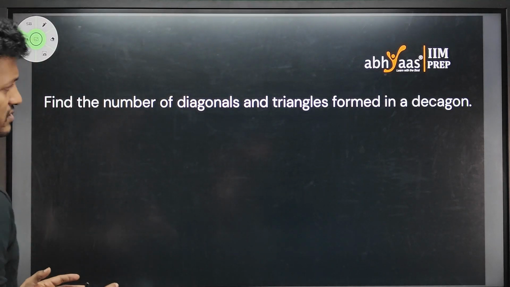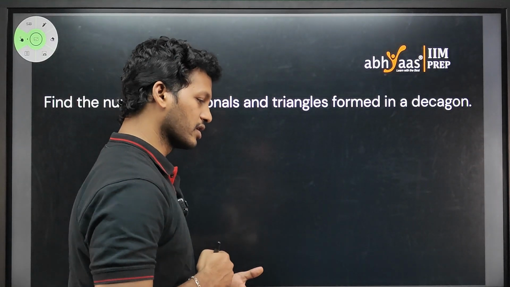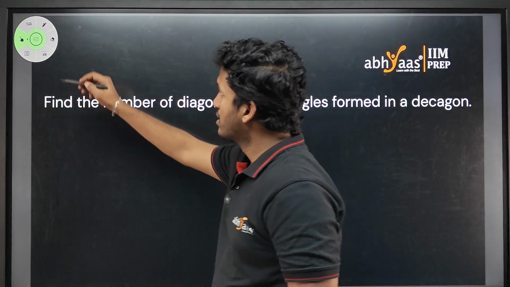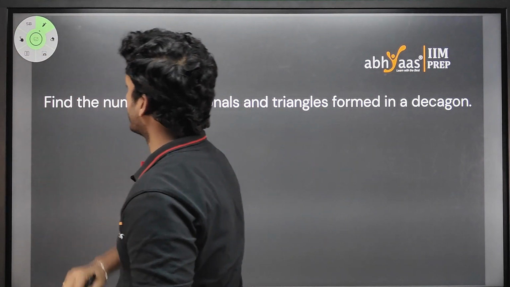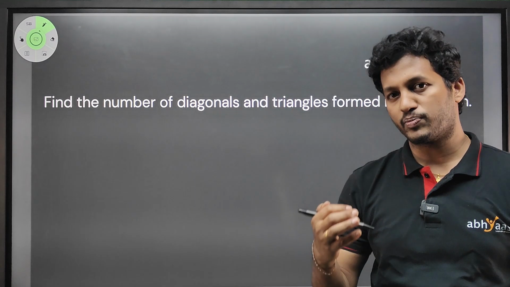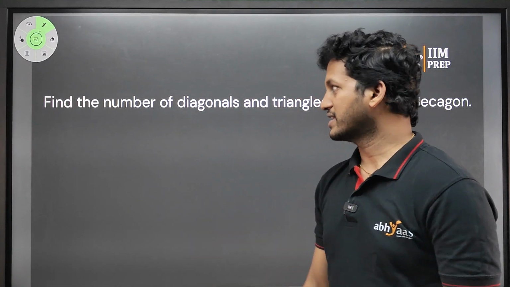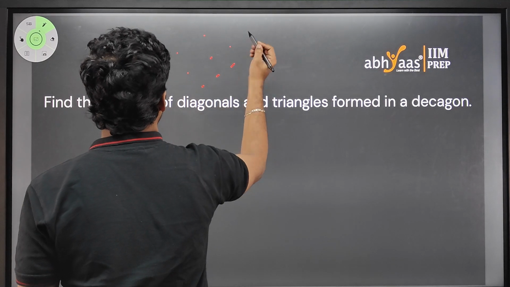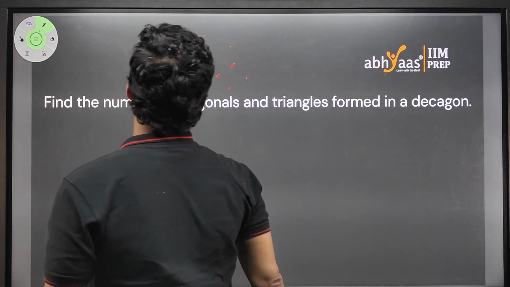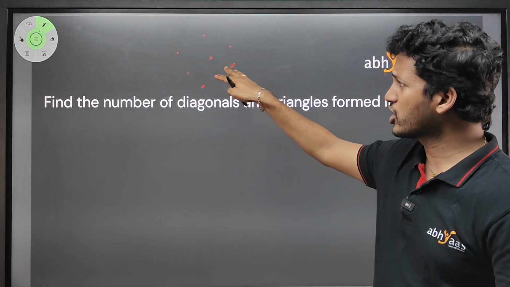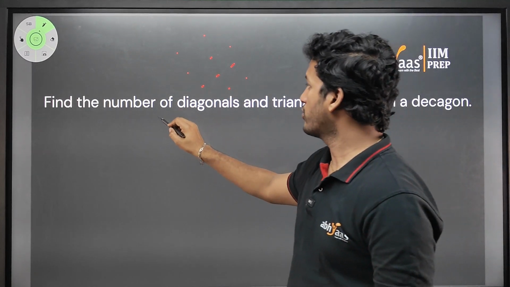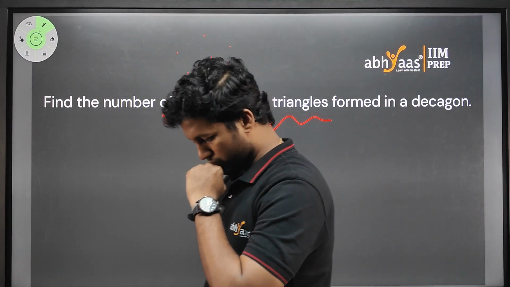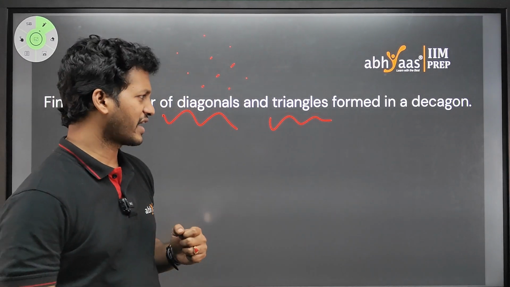Find the number of diagonals and triangles formed in a decagon. Okay, very interesting question. This type of question can also be designed in such a way as how many handshakes are possible in a meeting. Okay, let's see. So a decagon has 10 points. Okay, so how many diagonals and triangles can this decagon form? Okay, fine. So for a line, can you draw a line?